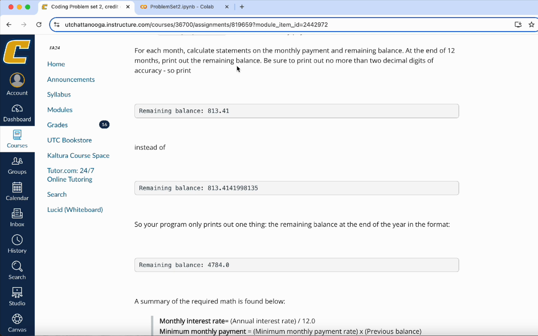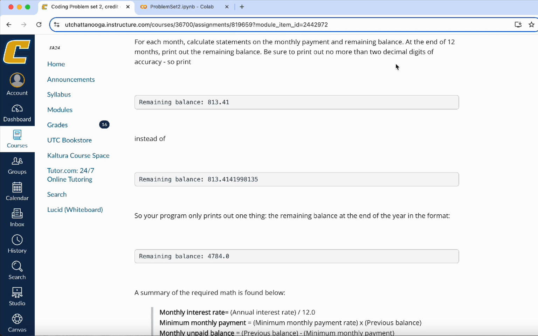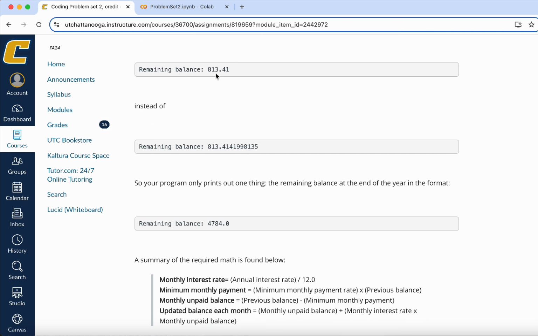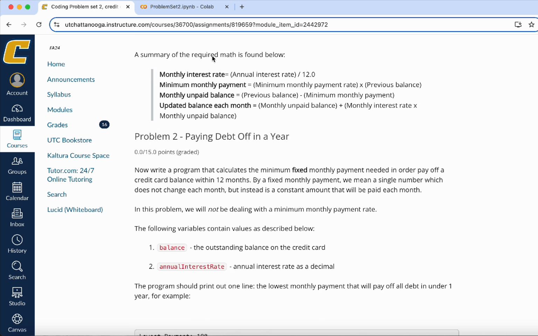For each month, we are calculating the statement on the monthly payment and remaining balance at the end of 12 months, and printing no more than 2 decimal digits. So this is just giving the example of print this instead of this, hence the 2 decimal places. So this is just a summary of the required math. We have the monthly interest rate, the minimum monthly payment, the monthly unpaid balance, and the updated balance each month.